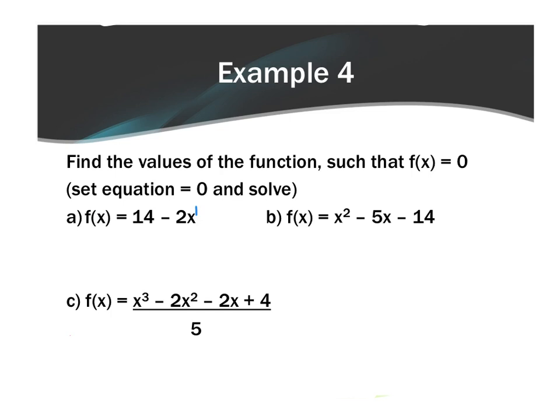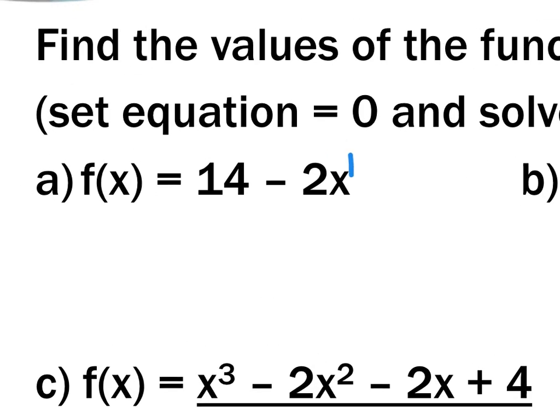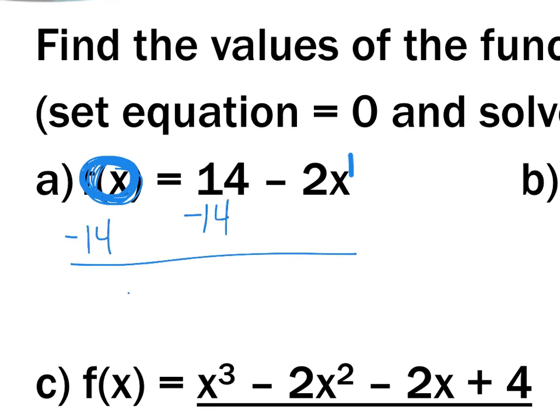3. So when they tell you to find the values of the function such that f of x is 0, all that means is, okay, cross this out, change this to a 0. How would I solve this equation? 0 equals 14 minus 2x. What do we do? Okay, we can subtract 14 from both sides. So I have negative 14 equals negative 2x. Then what? Divide by negative 2. So x equals 7.